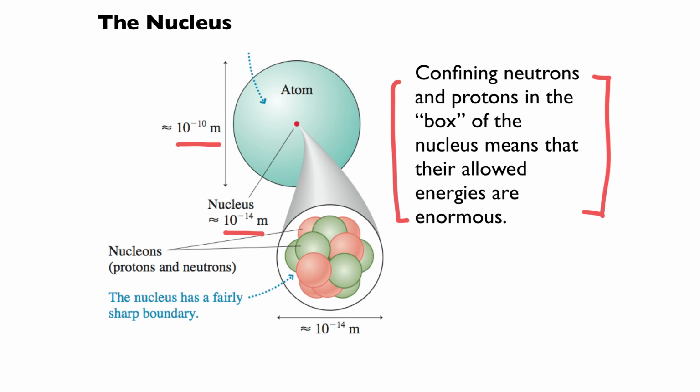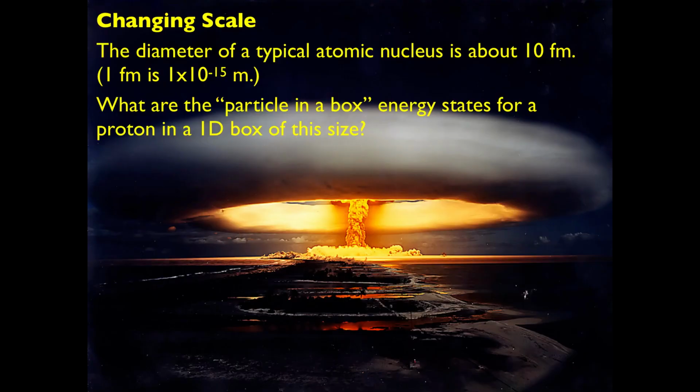And we're going to do a calculation in class. If we have particles constrained inside a box that's about 10 femtometers, which is 10 to the minus 15th meters, we're going to look at the particle in a box energy states, and they're on the order of mega electron volts. So not electron volts, but millions of electron volts. And so the energy scales are gigantic for particles in the nucleus.